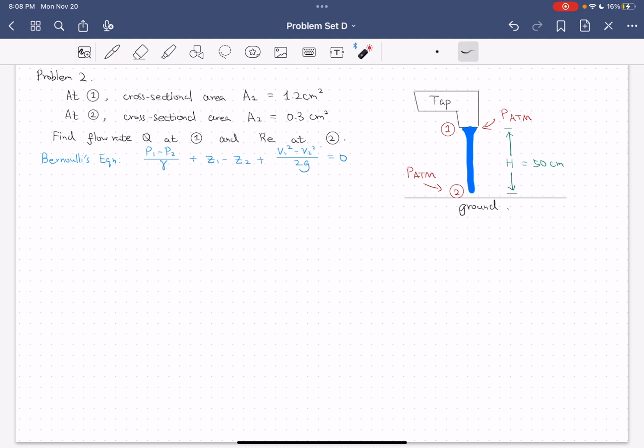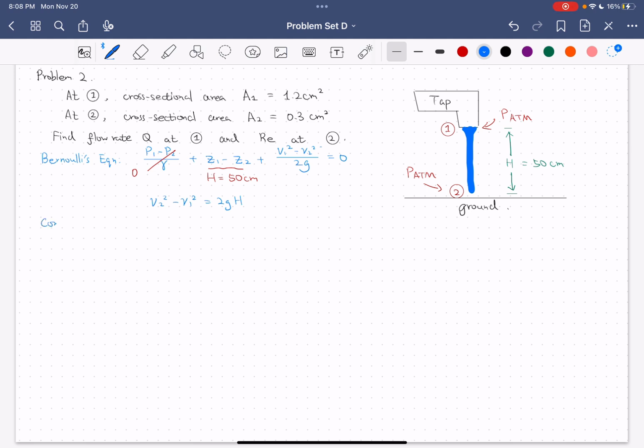And since we know the pressure right outside of the tap and the pressure right above the ground are both atmospheric pressure, P1 equals P2, so P1 minus P2 is 0, and we can cancel out this term. And we know Z1 minus Z2 will just be the height h, which is 50 centimeters. So we can simplify this equation to V2 squared minus V1 squared equals 2gh.